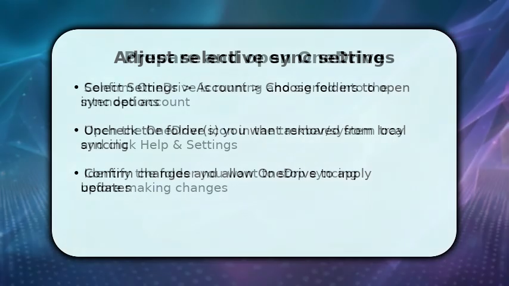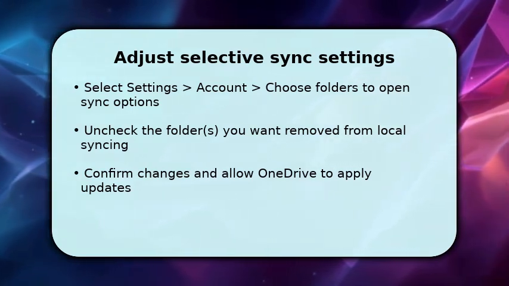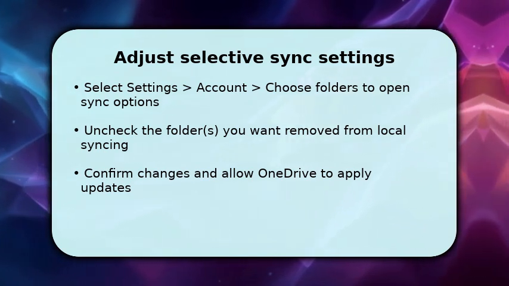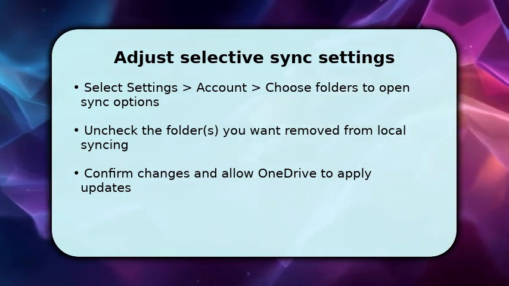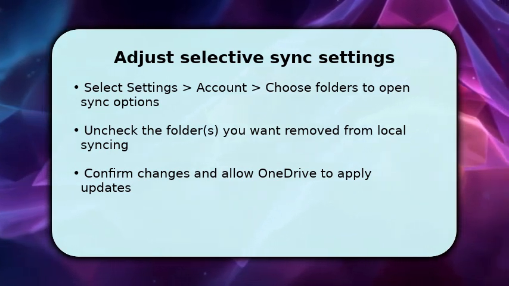You'll go to Settings, then Account, and choose Folders so OneDrive shows the list of synced folders. Once visible, uncheck the specific folder or subfolders you no longer want on your PC. This tells OneDrive to stop syncing them locally while retaining cloud copies.